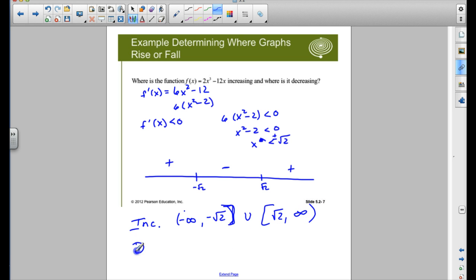It is decreasing from negative square root of 2, and I keep forgetting my bracket, to the square root of 2. I like to do it in the line method. We're going to do more of that next section too. I don't like doing all the rules to figure out where it's decreasing or increasing. Do the line and plug it back into your derivative.